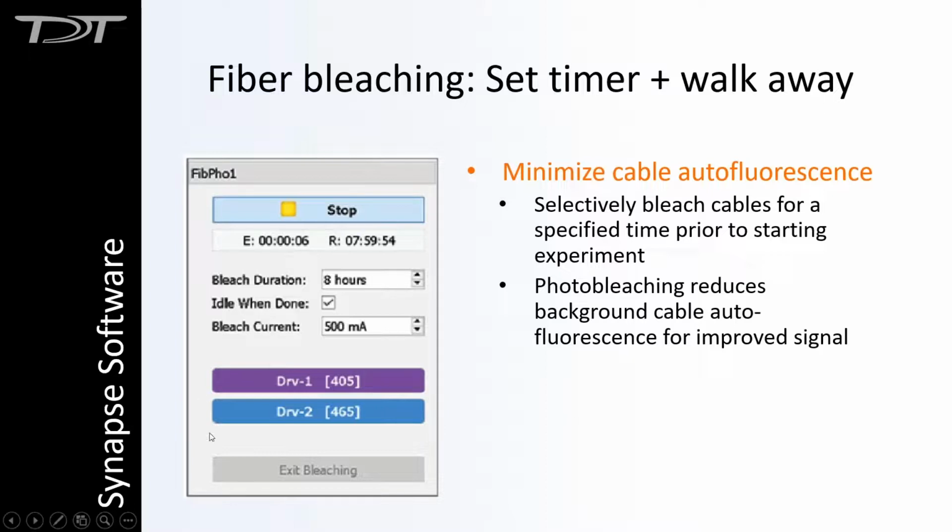So with this timer setting in Synapse, you can set how many hours you want to turn your LEDs on for photo bleaching. You can specify your current, select which lights you would like to use for photo bleaching, hit the start button, and then you've got a timer that's running. And the nice thing about this is once the 8 hours have elapsed, the lights will turn off and your photo bleaching is done.